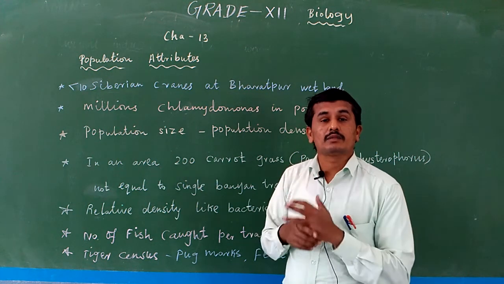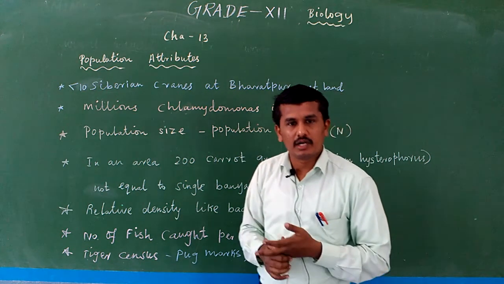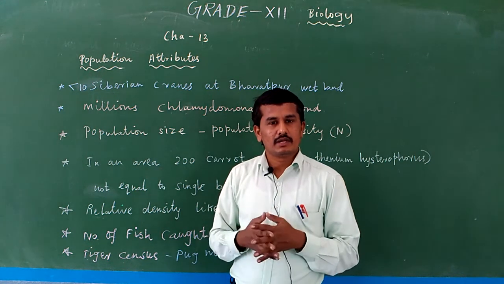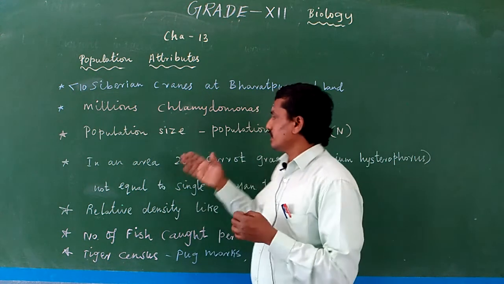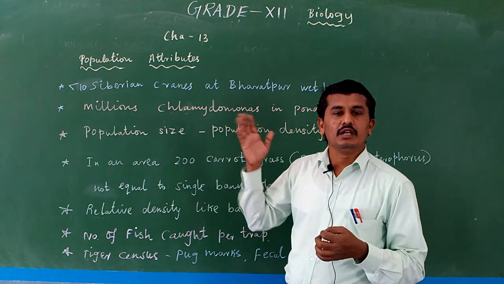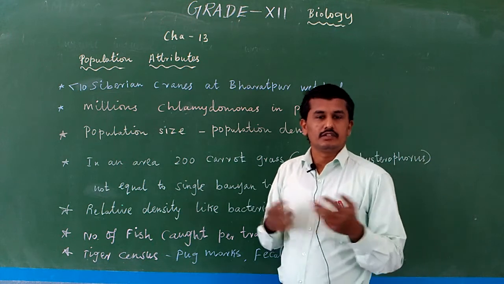So how do we count the population? By number, or maybe by biomass, or maybe by any other method. Counting a number is easy, but in the case of Chlamydomonas in a pond, where millions are present, how do we count in numbers? That is so difficult.